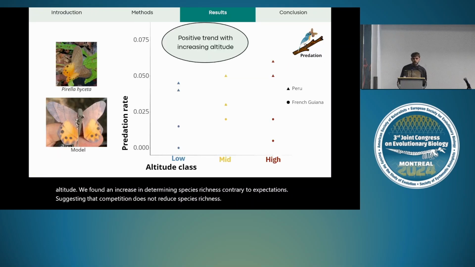Finally, to measure predation pressure, we placed 200 artificial models of palatable butterflies at each site for 3 days. Although we found a slight increase in predation pressure with increasing altitudes, this was not significant, likely due to the very low predation rates observed at all sites.